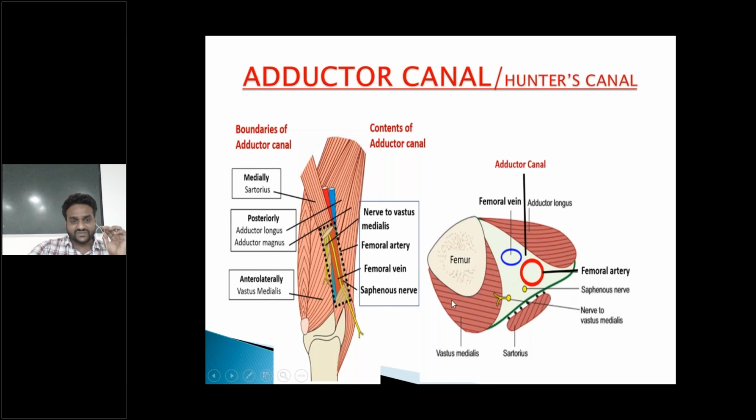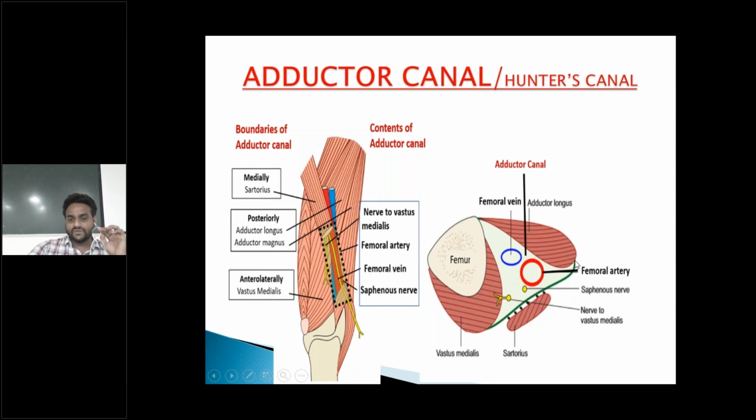Not medial boundary. This one is the anterior boundary of the adductor canal. So vastus medialis forms the anterior boundary. And here you see the posterior boundary, that is formed by the adductor longus and adductor magnus also. Then medially it is bounded by, this is also called the roof of the adductor canal, formed by sartorius.